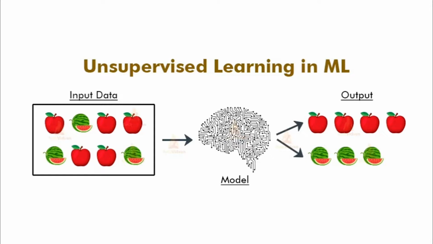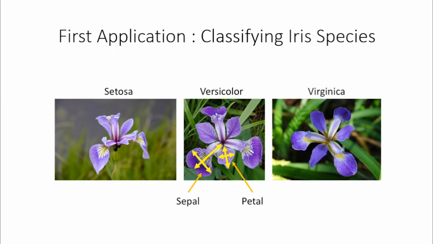Okay, so now let us look at the first application, which is classifying iris species. Let's assume that a hobby botanist is interested in distinguishing the species of some iris flowers that she has found. She has collected some measurements associated with each iris, the length and width of the petals and the length and width of the sepals, all measured in centimeters.